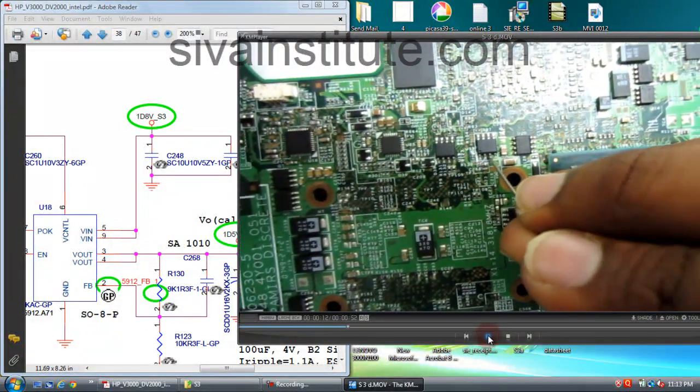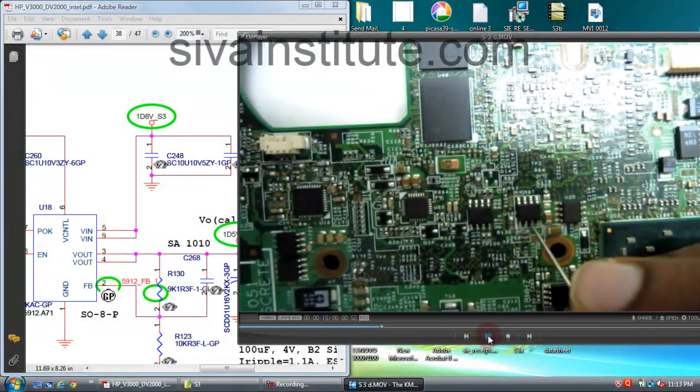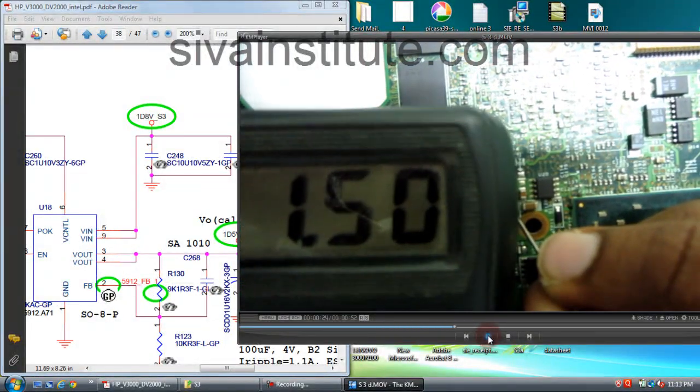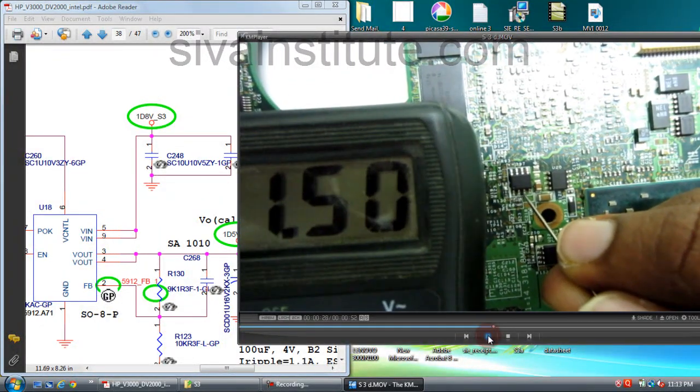See here this voltage, pin number 3 and 4, 1.5 volts. This voltage is okay.